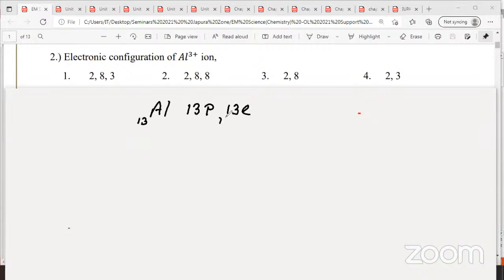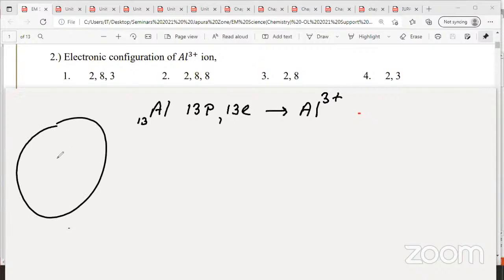Right, 13 protons and 13 electrons. When it becomes Al3+, the proton number has no change. I told you the nucleus of an atom is not going to change when it becomes positively or negatively charged. Proton number and neutron number inside the nucleus are not going to change. Only electrons go out and in. Only electrons can be given out from an atom and electrons can be added to an atom.